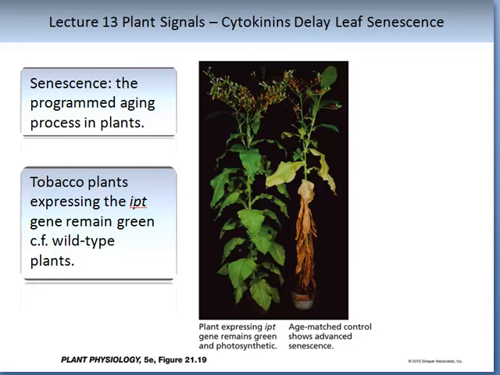Senescence in plants is the programmed aging process of a plant. Cytokinins can delay leaf senescence. Evidence is presented from tobacco plants expressing the IPT gene, which remain green while the wild-type plants have started to senesce.